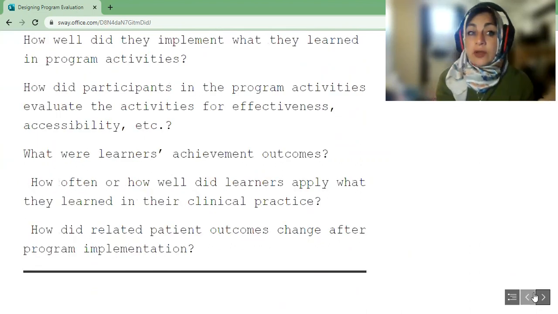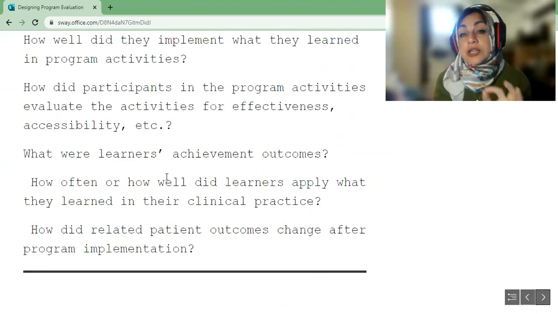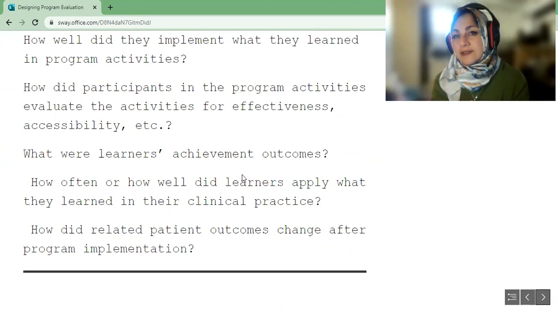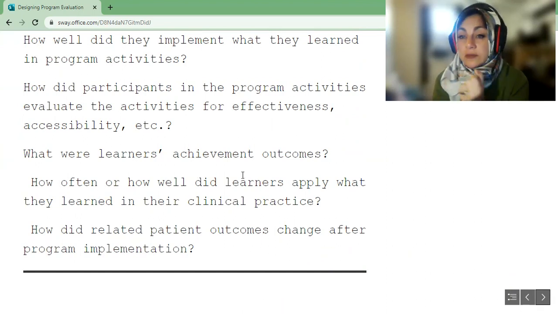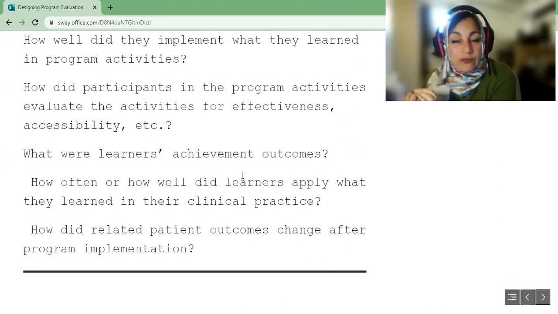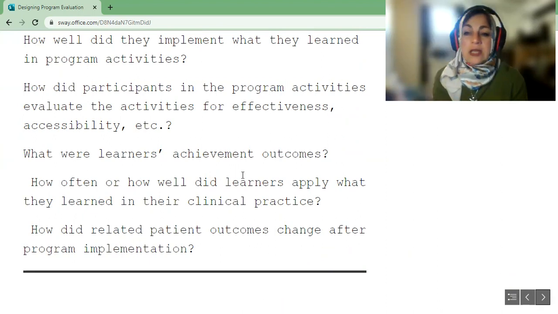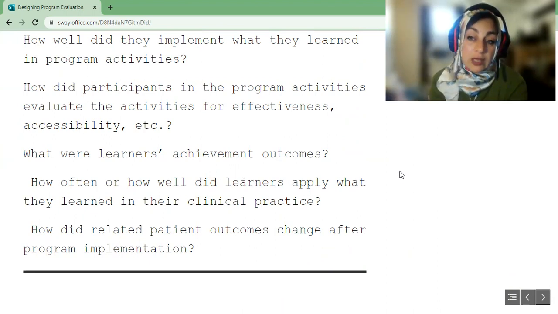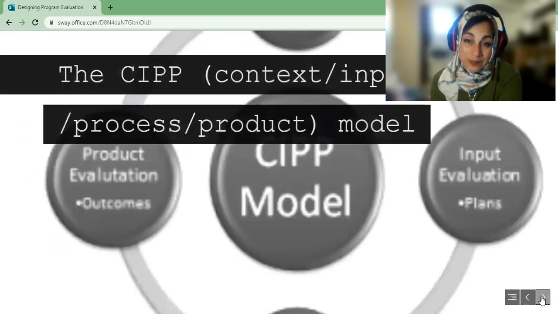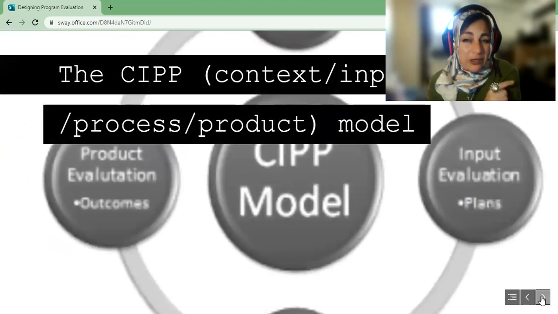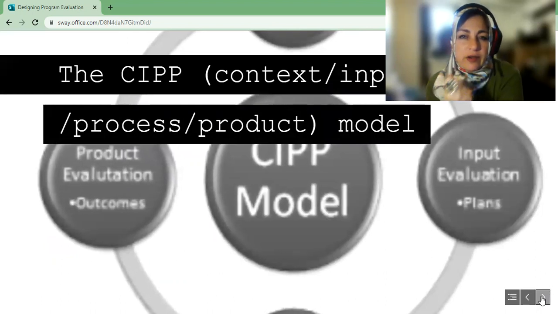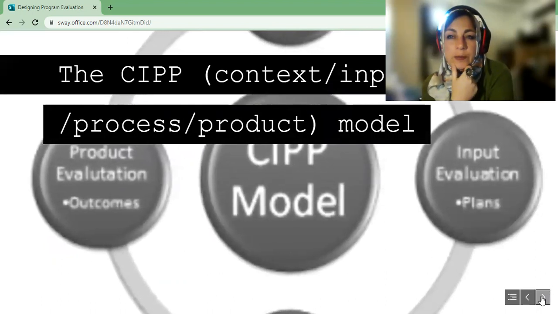Beautiful questions. Like, for example, what were the learners' achievement outcomes? What were the achievement outcomes? And this question identifies what the outcomes of, for example, the exam grades are and other additional outcomes that the student might have gained from going through this program. The only problem here is that the context is not really very valued, and this is why the CIPP model comes into play.